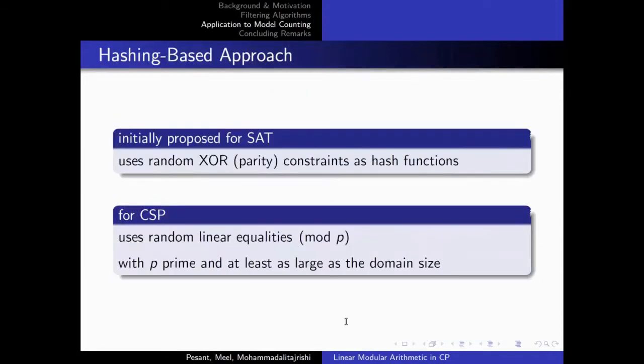Now, it was initially proposed for SAT, so model counting for SAT models. There it uses random XOR or parity constraints as hash functions. For CSPs, you can generalize and use random linear equalities modulo p, where p is prime and at least as large as the domain size. So here is where our constraints come in.